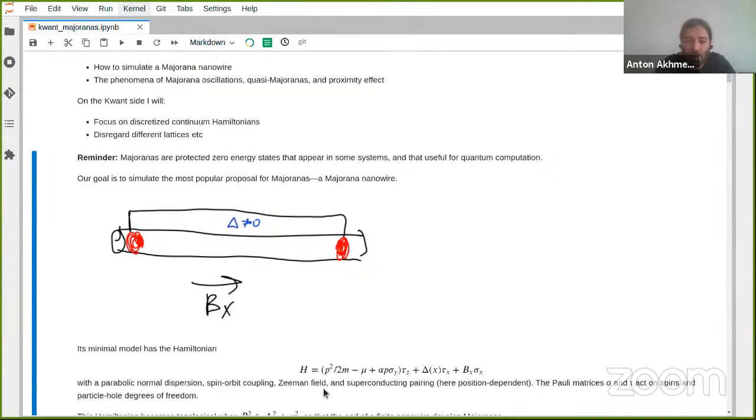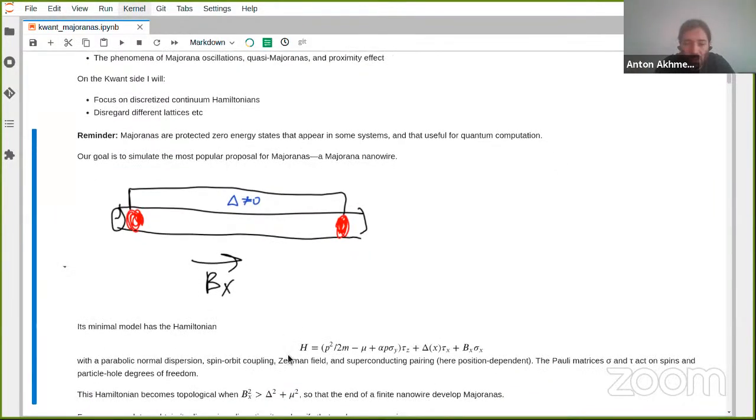The Hamiltonian of Majoranas contains the following terms. There's the kinetic term, that's the quadratic dispersion. And since we are interested in semiconductors, we do not really care about the Brillouin zone physics. So this is really an approximate dispersion close to the bottom of the band. There's the chemical potential. There's the Rashba spin-orbit coupling. It's linear in momentum with a proportionality coefficient being the spin-orbit strength.